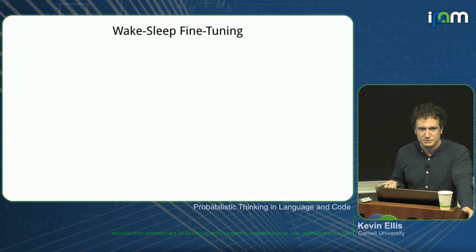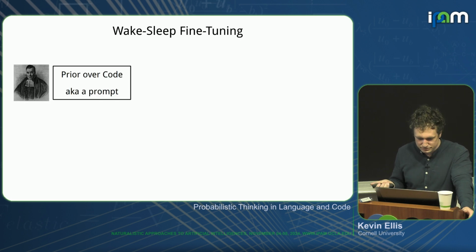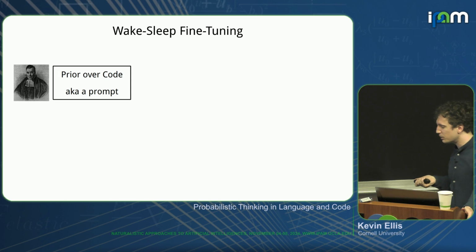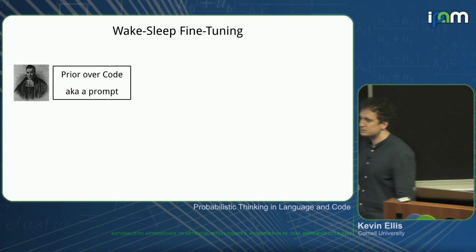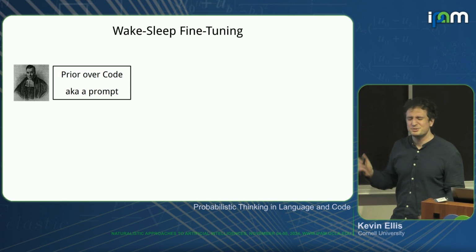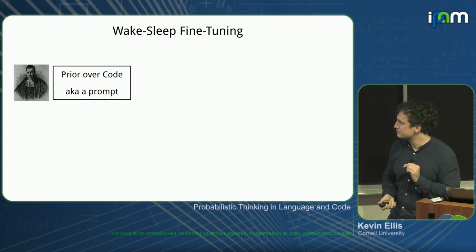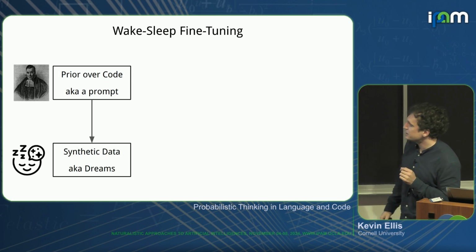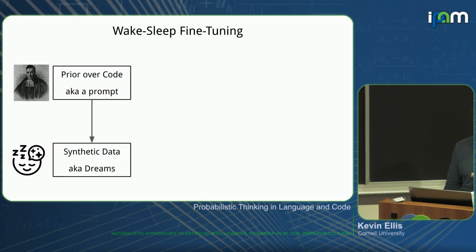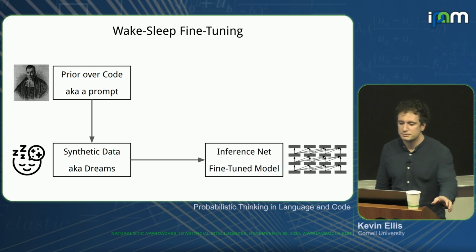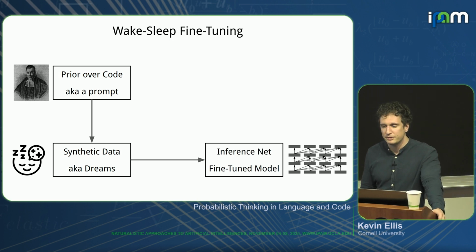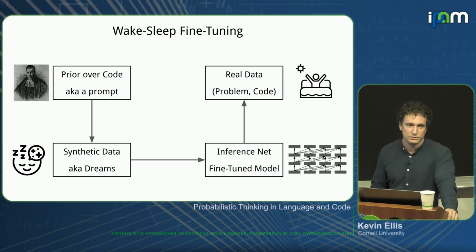So we call this wake-sleep fine-tuning, and here's how it works. You start with your prior over code. And this is some prompt with human-written code, but it doesn't really describe the distribution that you care about, because maybe you wrote it in like 10 minutes, or it's based on just a very small prompt. But you can still generate synthetic data. In wake-sleep, we would call this streams. We would then train our inference network. And then during what's called waking, we would deploy this on real problems.